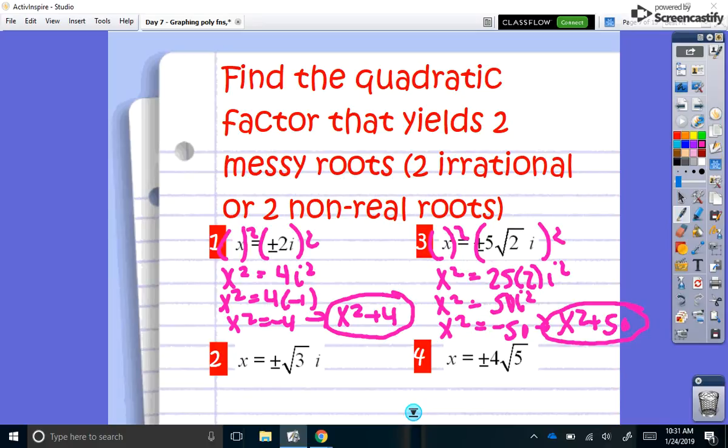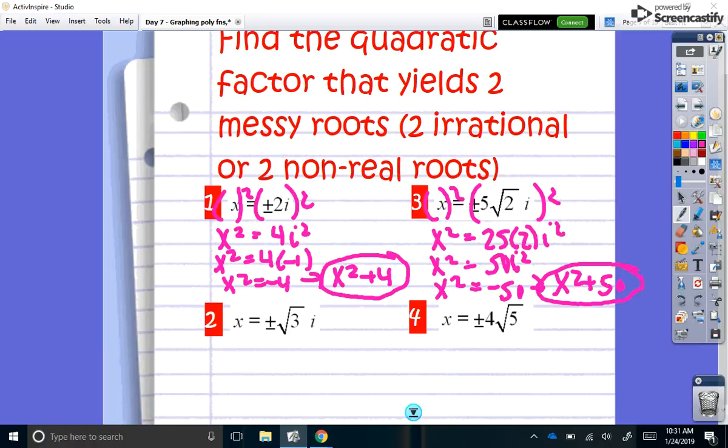Now I want you to pause the video and do the next 2 on your own, and then press play when you're ready to check.